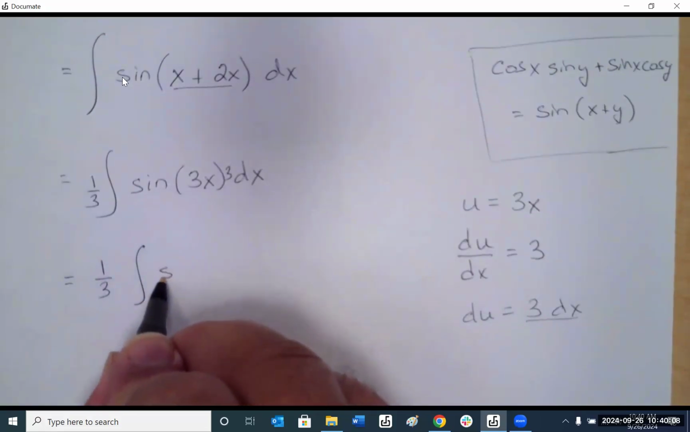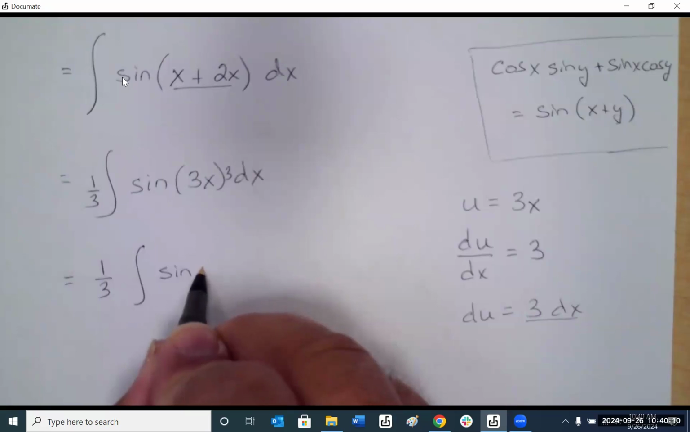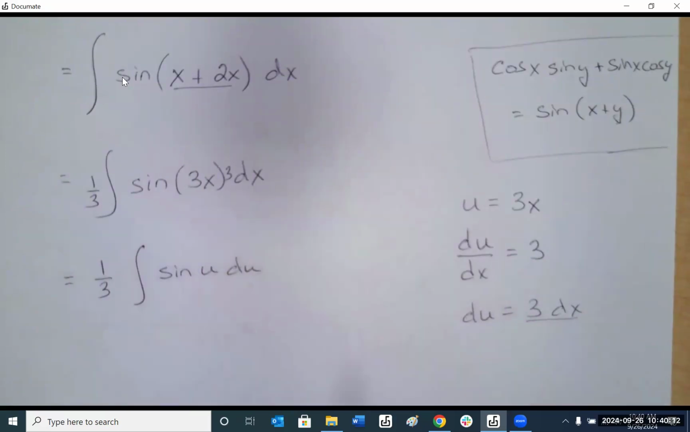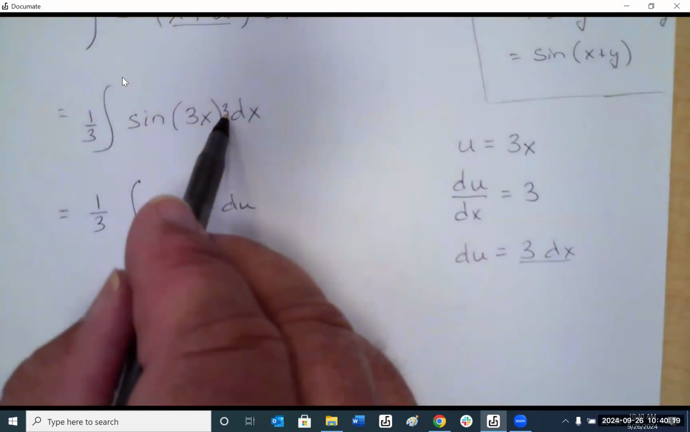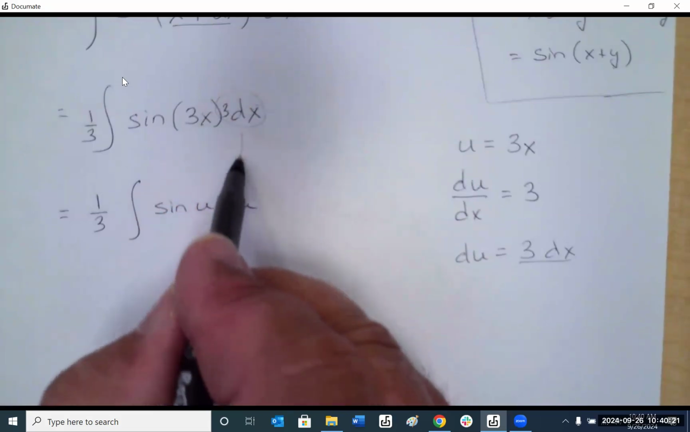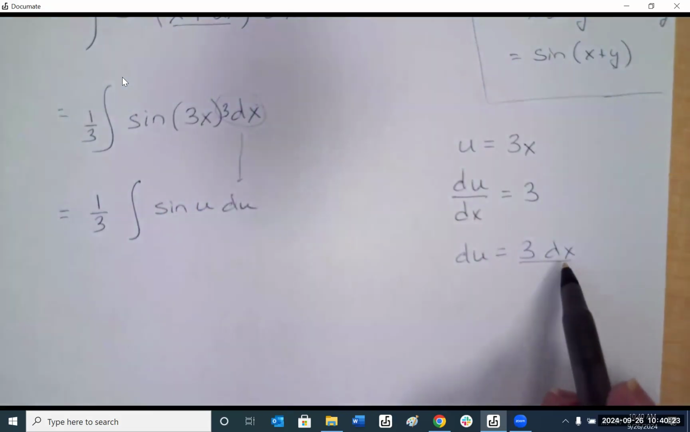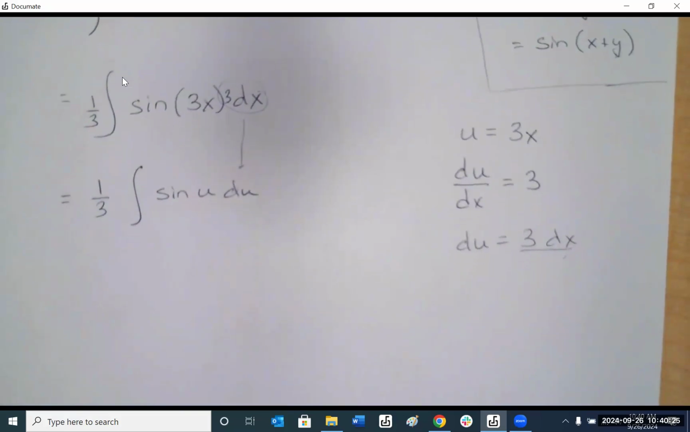So this becomes 1/3 times the integral of sine u du, because we placed that 3 there, because du has to be 3 dx. So we have to cancel out that 3.